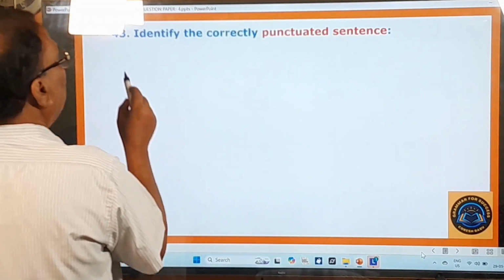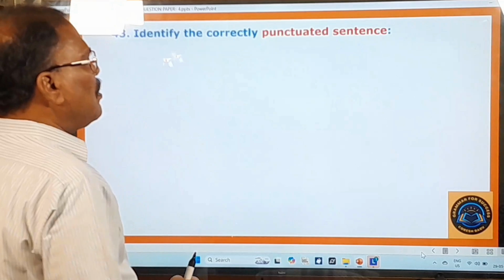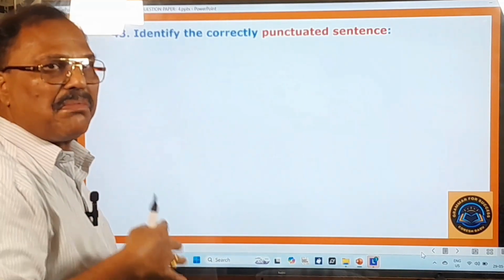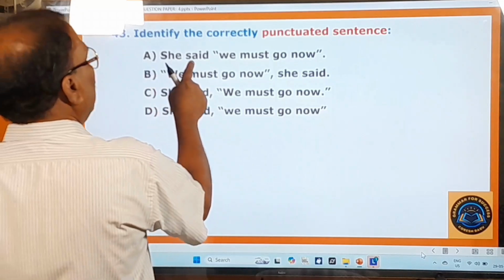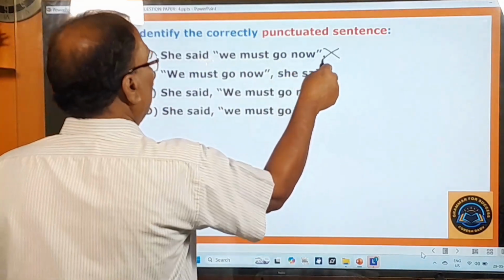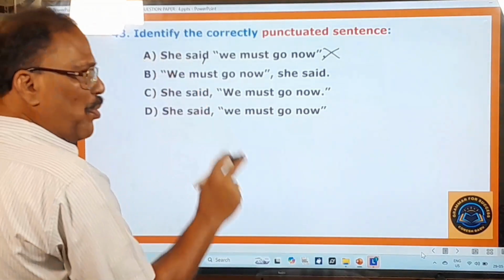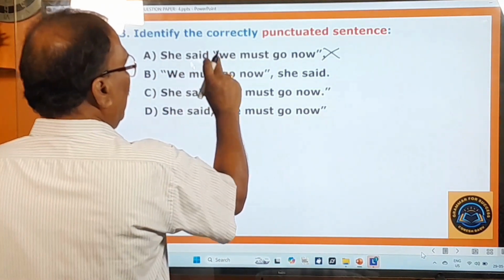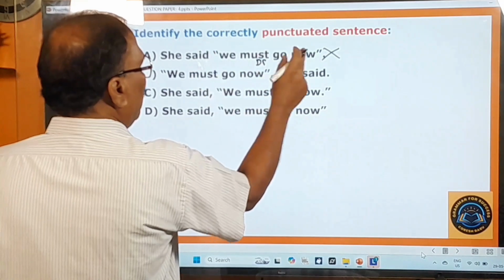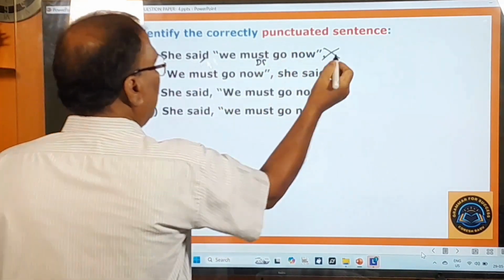43rd question. Identify the correctly punctuated sentence. So let us choose that sentence in which the punctuation marks are used correctly. And look at the options given. She said, we must go now. This is wrong. It is because said is called a reporting verb. So after the reporting verb, there must be a comma, and the direct speech must be put in the inverted commas, then full stop. Okay, but here the comma is not there, therefore this is wrong.